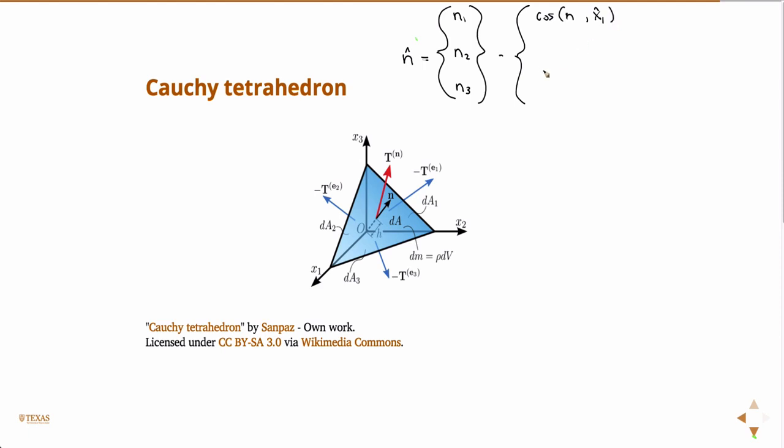N and the x1 axis, cosine of n with the x2 axis, and the cosine of n with the x3 axis. So I don't actually know what the angle is, right? But there's some angle between n and the x2 axis, between n and the x1 axis. So that's why I wrote it like that. But I don't know exactly what the angle is. And there's one more preliminary thing.